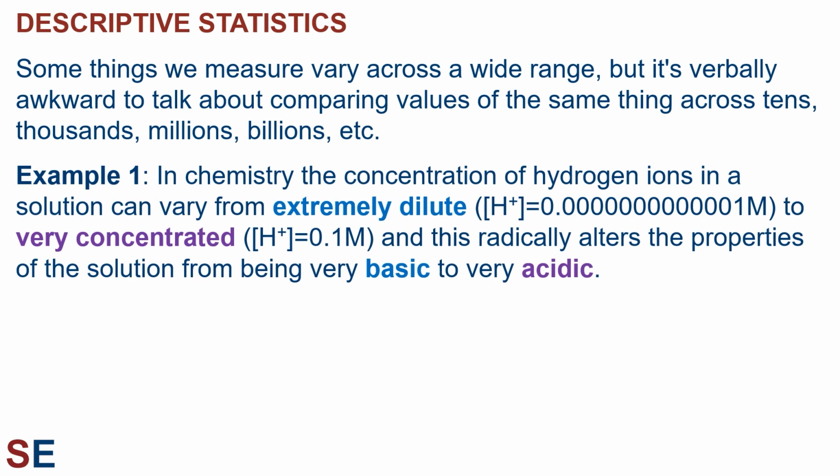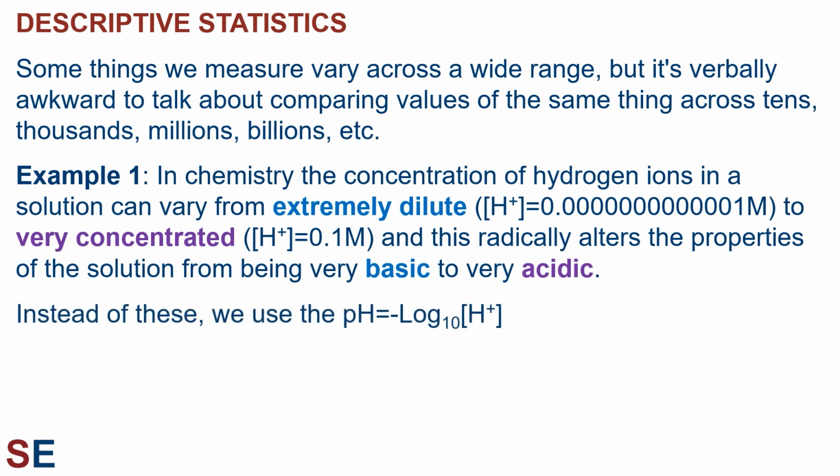As an example, in chemistry, the concentration of hydrogen ions in a solution can vary from extremely dilute, the hydrogen ion concentration having a molarity of 1/10,000,000th, to very concentrated, the hydrogen ion concentration having a molarity of 1/10th. And this radically alters the properties of the solution from being very basic in the first case to very acidic in the second. The solution, pun intended, has been that instead of talking about these concentrations directly, we calculate a metric called pH, which is the negative log base 10 of the hydrogen ion concentration.